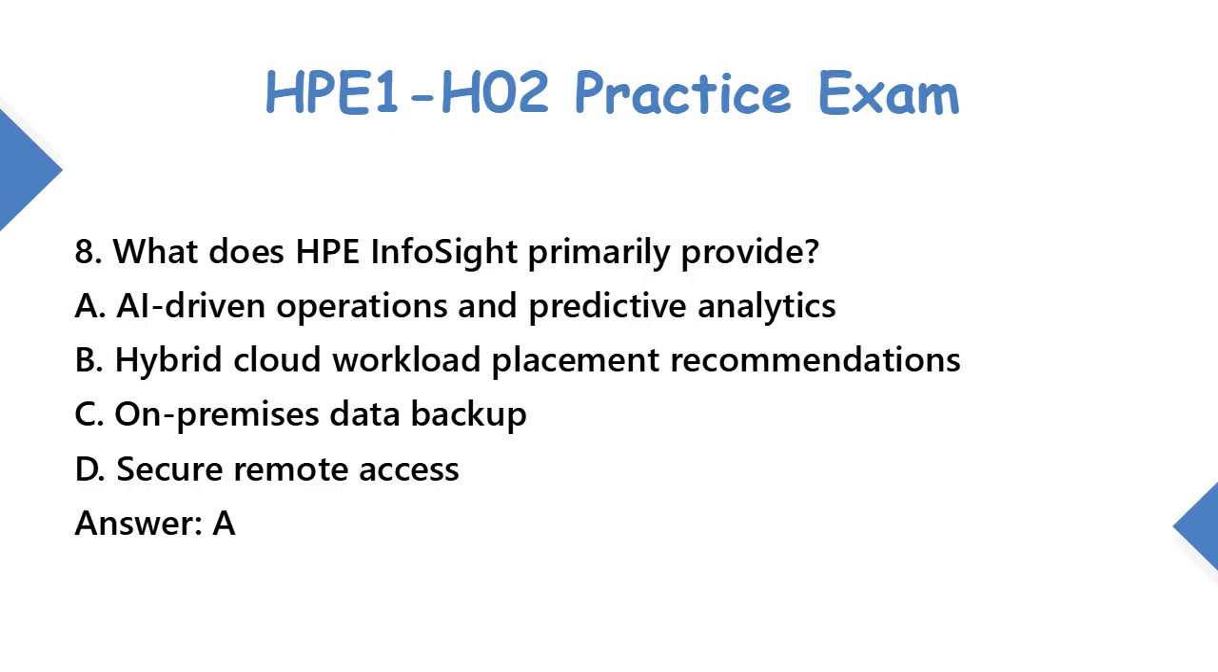8. What does HPE InfoSight primarily provide? A. AI-driven operations and predictive analytics. B. Hybrid cloud workload placement recommendations. C. On-premises data backup. D. Secure remote access. Answer: A.